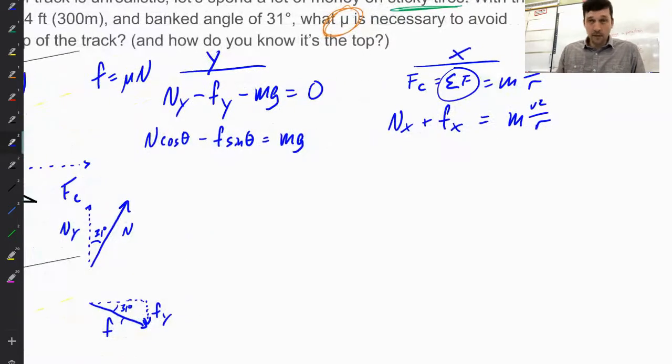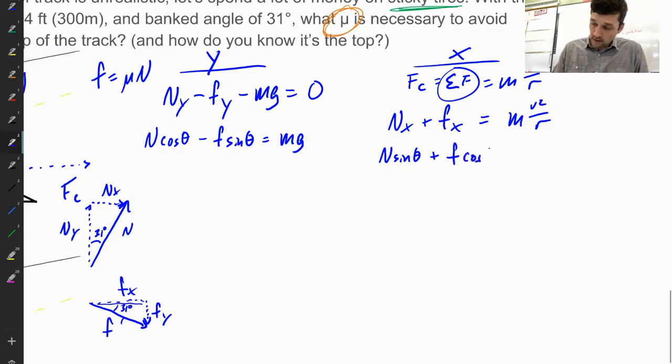If we apply the same logic to the x components, the x component of the normal force is the opposite side. So that's going to be normal times sine of theta, plus the x component of friction, which will be the adjacent side. So that'll be friction times cos theta equals mv squared over r.